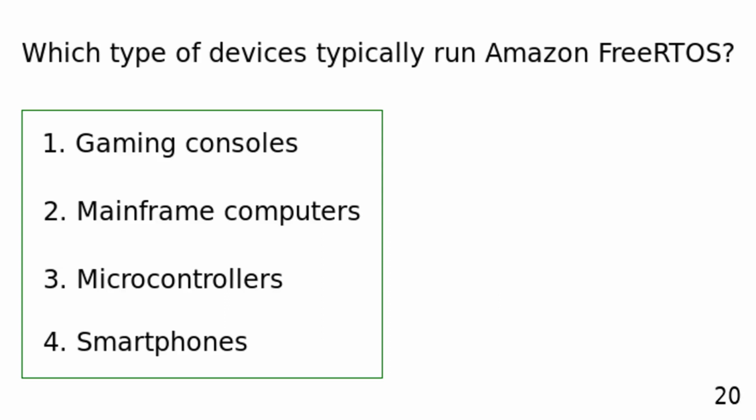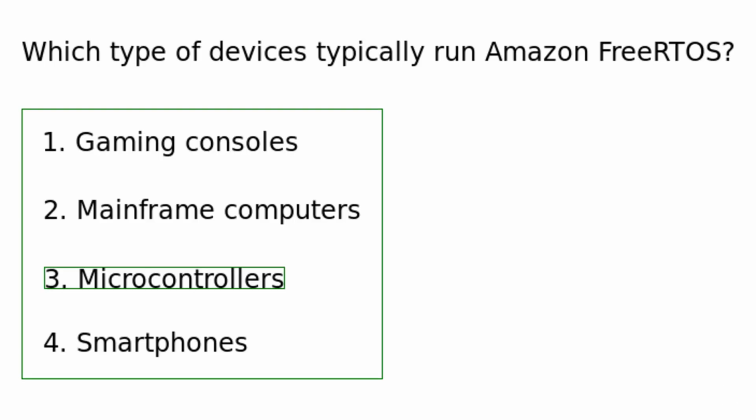Which type of devices typically run Amazon FreeRTOS? Gaming consoles, mainframe computers, microcontrollers, smartphones. Amazon FreeRTOS is designed to run on microcontroller-based devices.